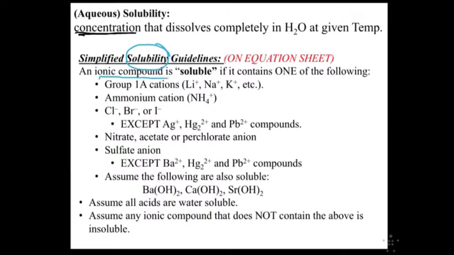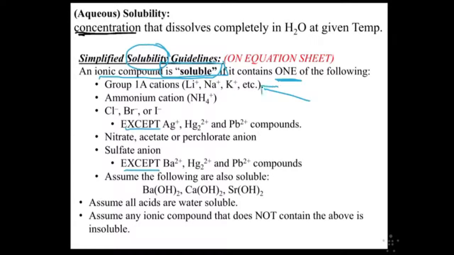An ionic compound is soluble if it has any of the things on this list, okay? And there are a few exceptions on here. So it's going to be anything on this list except if they're bonded to something that's listed as an exception. So let's just talk about this really quickly.